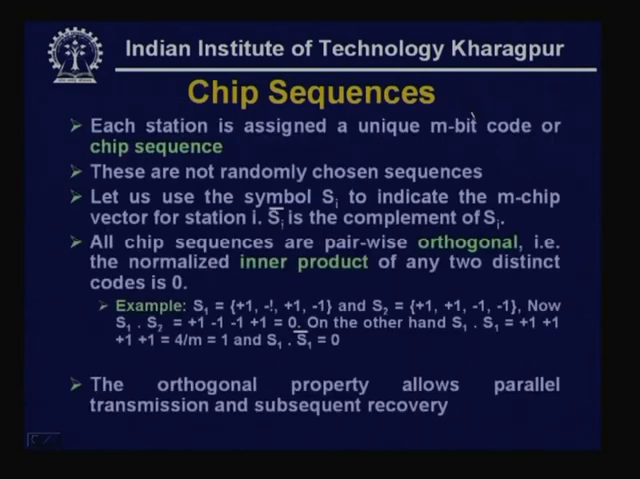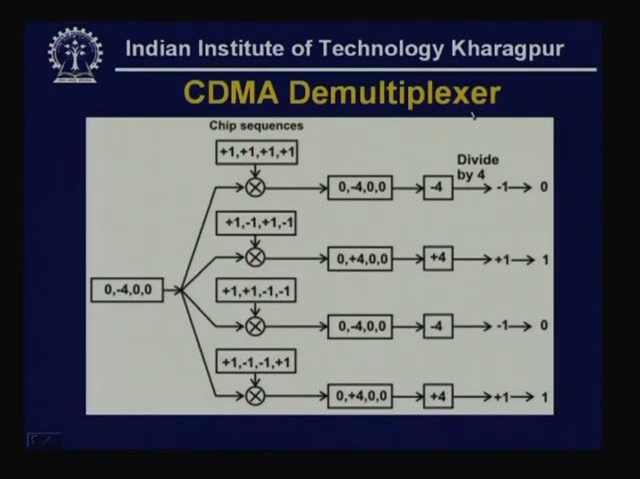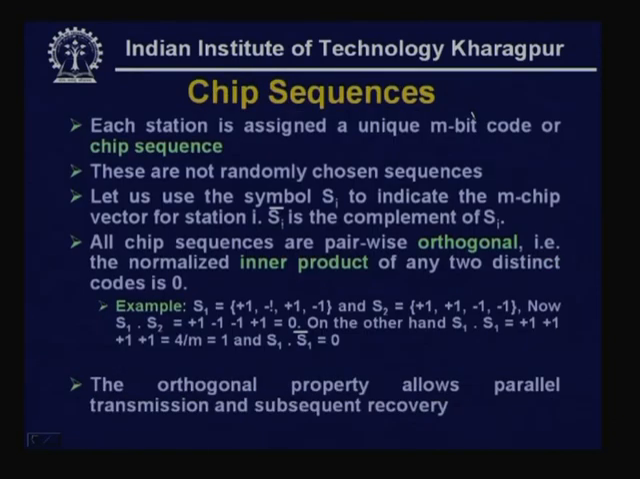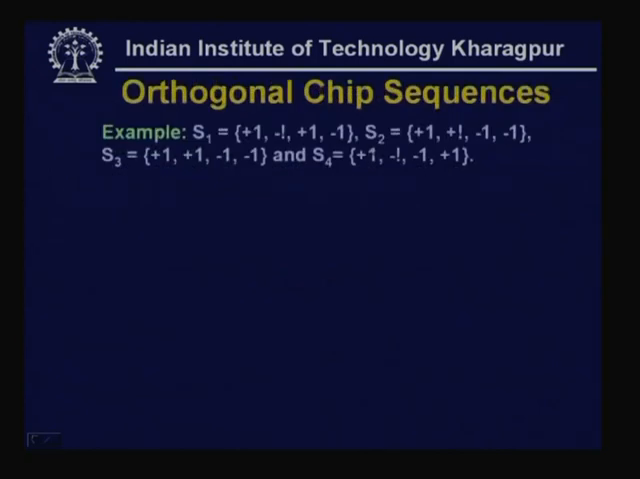Let us look at the S3 code. S3 is plus 1, plus 1, minus 1, minus 1. That was plus 1, minus 1, plus 1, minus 1. So these codes are not proper. Let me take up separate codes: S1 is assigned to A, that is plus 1, plus 1, plus 1, plus 1. Then S2 is assigned to B, that is plus 1, minus 1, plus 1, minus 1.